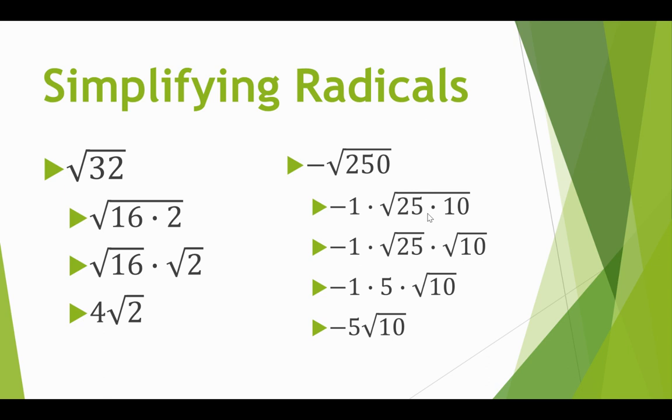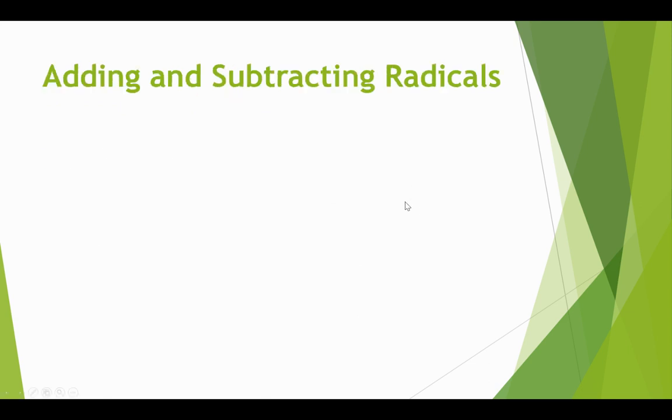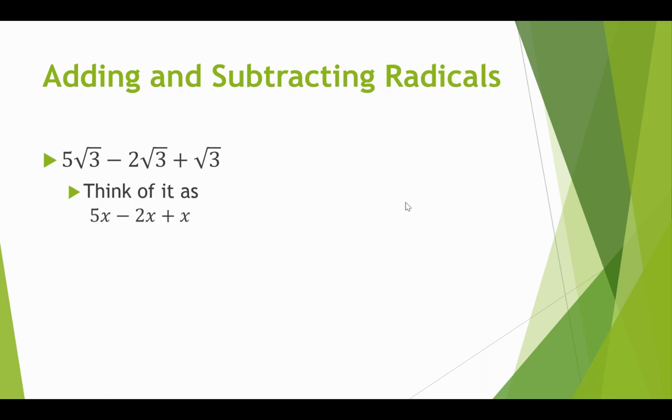Simplify every time. What if we have to add radicals? Let's take a look at that. So if I have 5 radical 3 minus 2 radical 3, plus a radical 3 at the end, you can think of this as being like x's. So think of it like 5x minus 2x plus x.